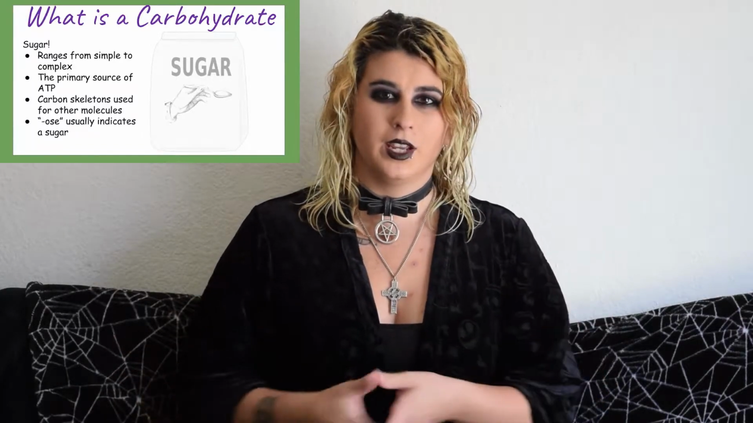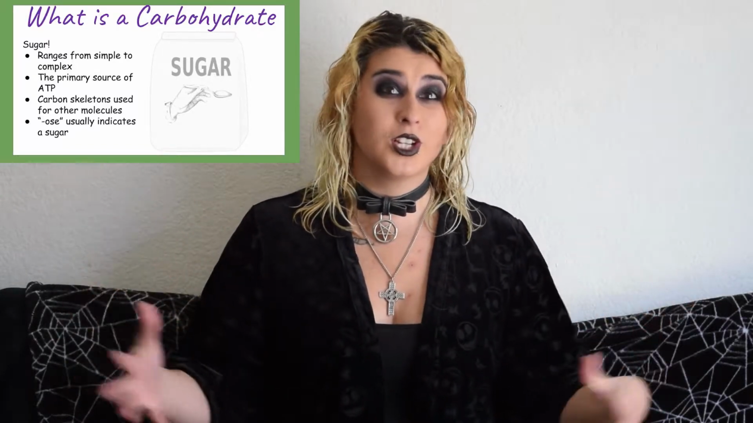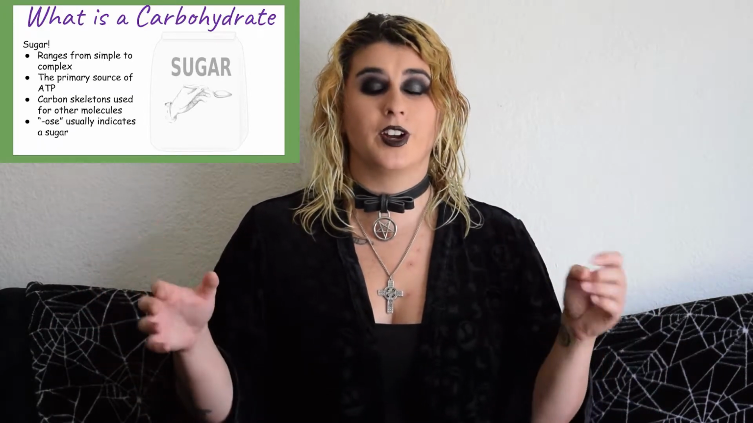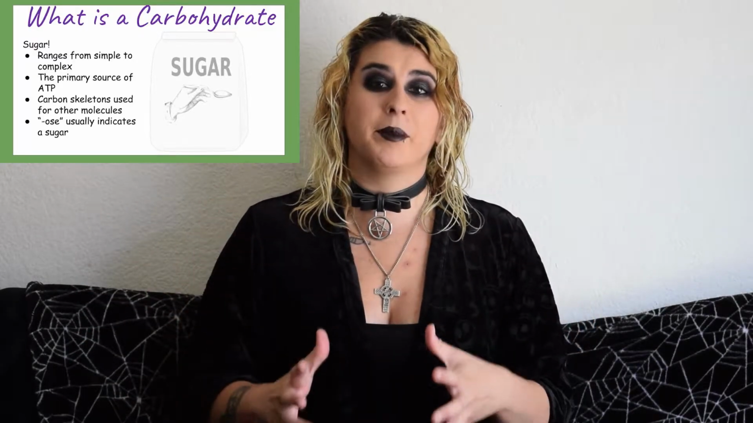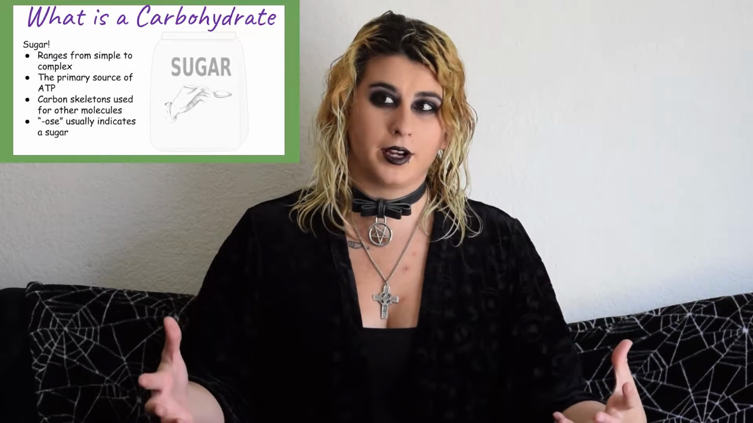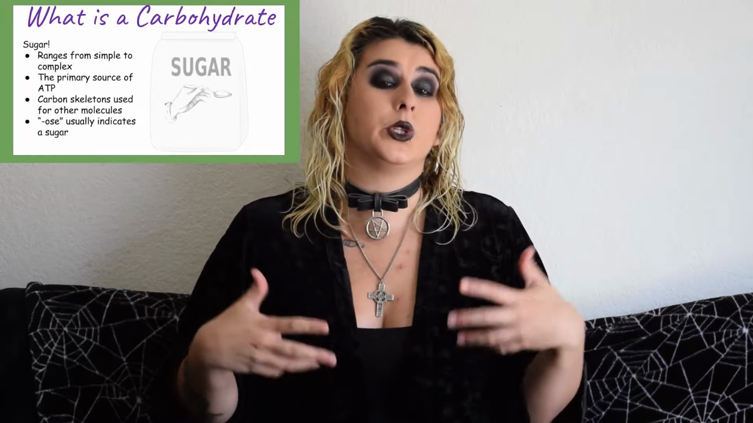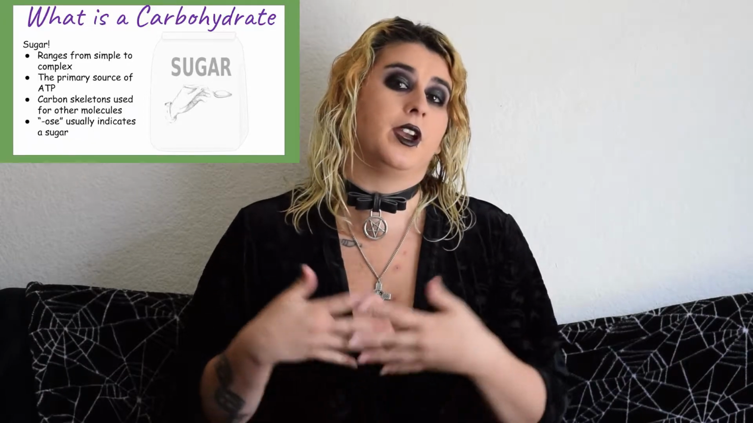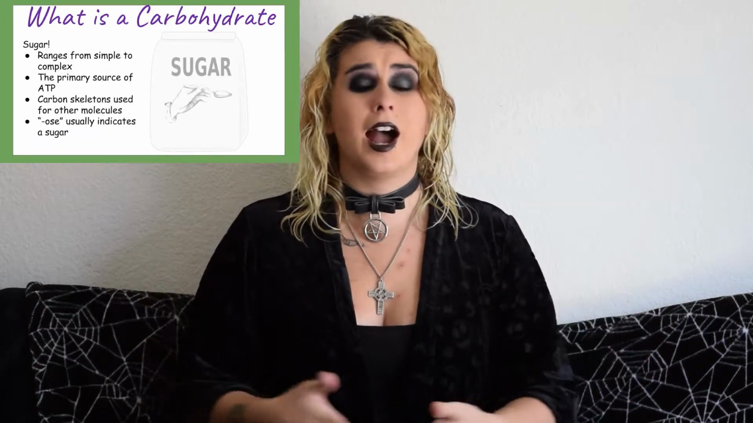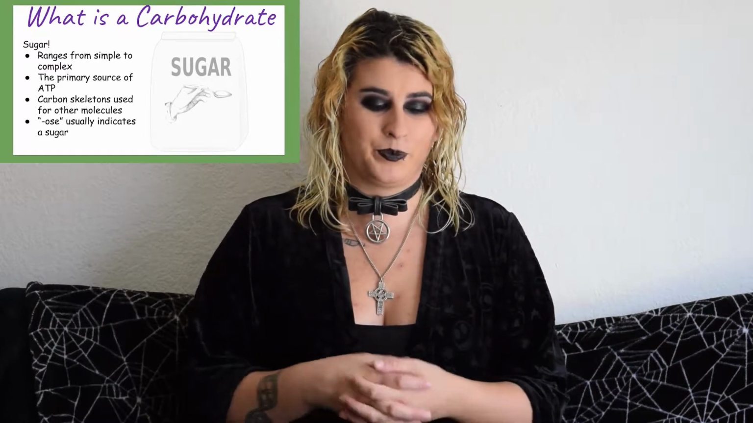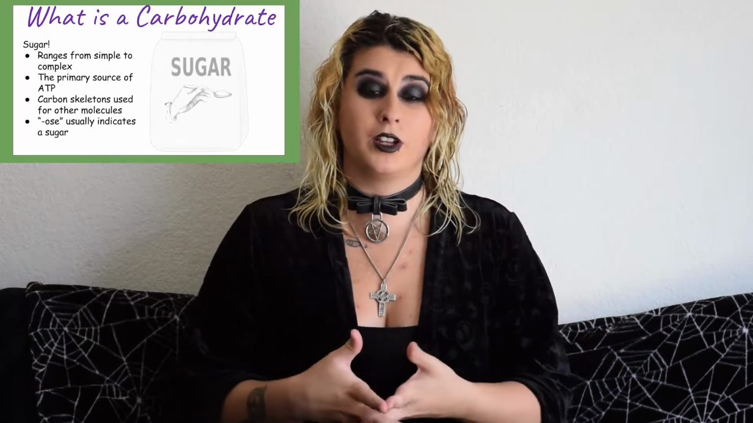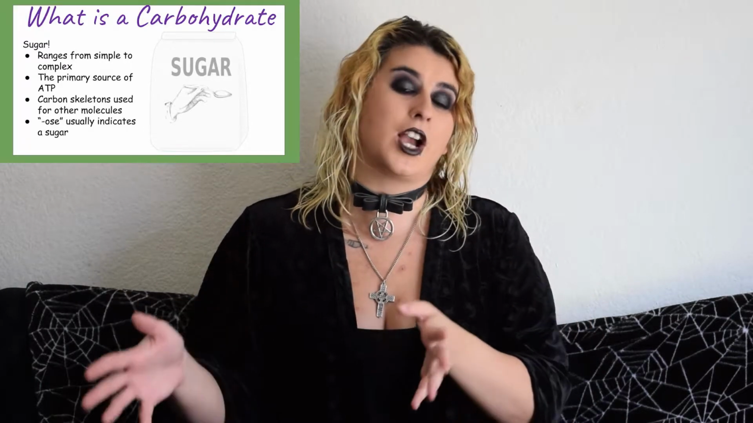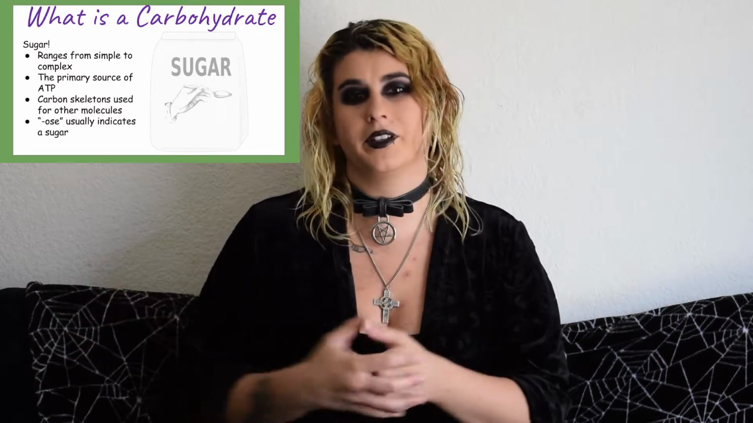Let's move on. What exactly is a carbohydrate? Well, putting it simply, carbohydrates are sugars, and they range from very simple to very complex. Carbohydrates are also the primary source of ATP in the body, which of course is what gives you energy and allows your cells and organs, organ systems, what have you, to function properly. They also can provide the carbon skeletons that are used for other molecules that we will discuss in later chapter 3 videos, so no spoilers.